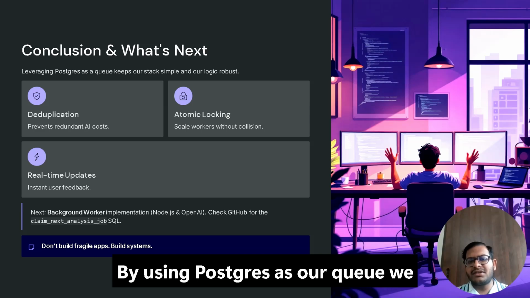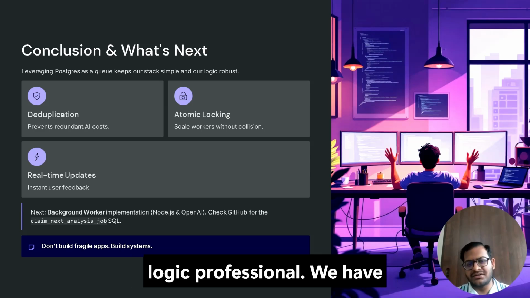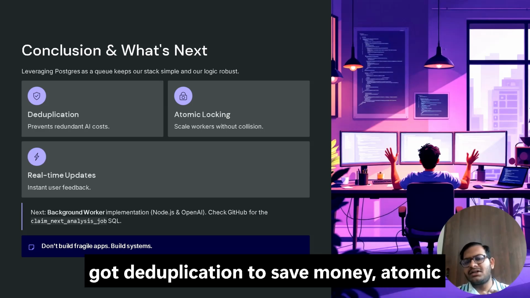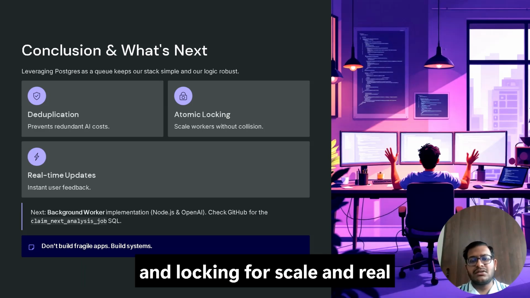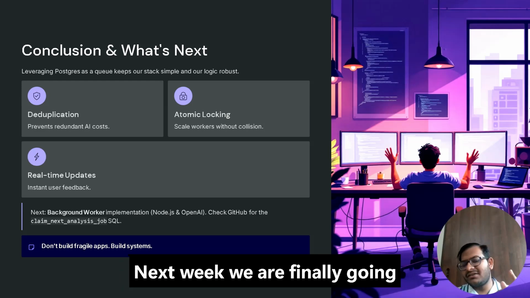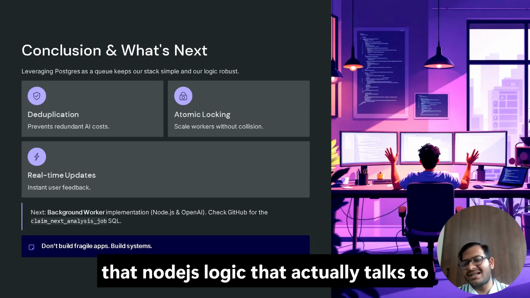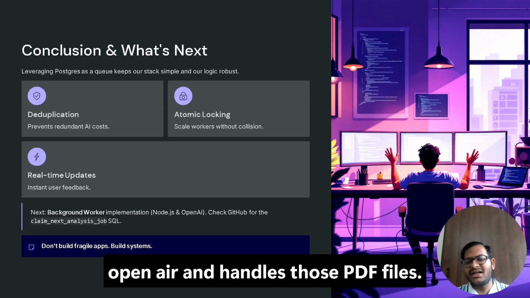By using Postgres as our queue, we keep our stack simple but our logic professional. We have got deduplication to save money, atomic locking for scale, and real-time updates for the wow factor. Next week, we are finally going to write the background worker code, the Node.js logic that actually talks to OpenAI and handles those PDF files.